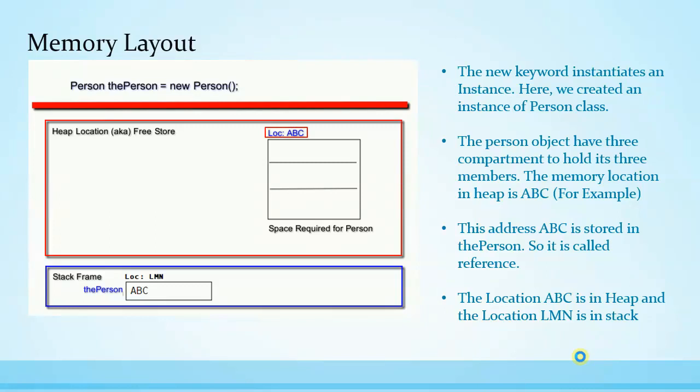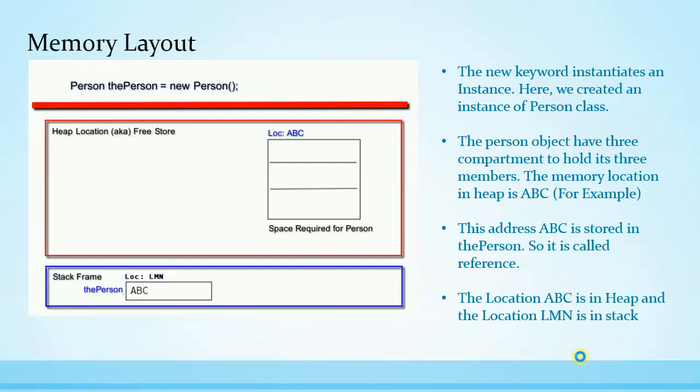Right, so the new person will do this. It allocates memory in the heap. So that's what you are seeing. Now we have a memory in the heap, and let's assume that the location is ABC. But how do we reach that memory? We know that the space is allocated and there are three slots to hold the data members, and how will we reach that? So that's how the reference comes into the picture.